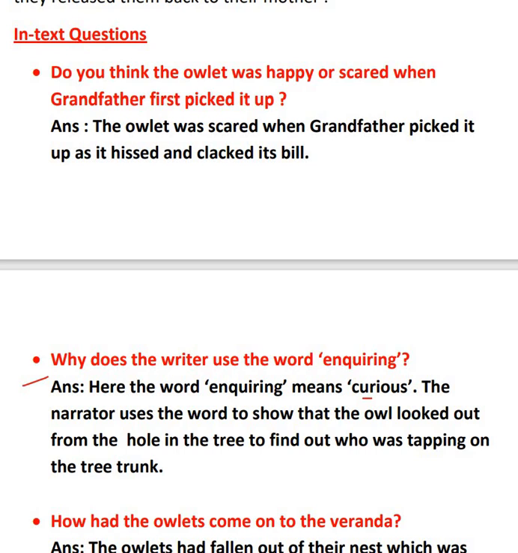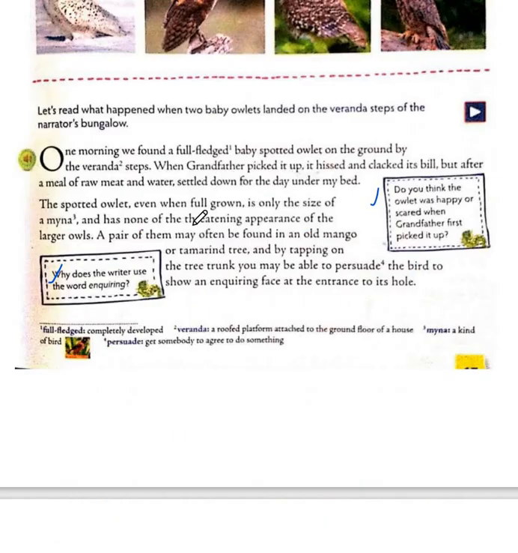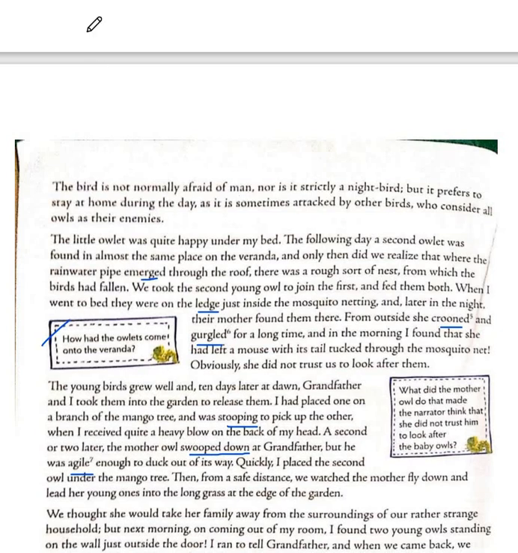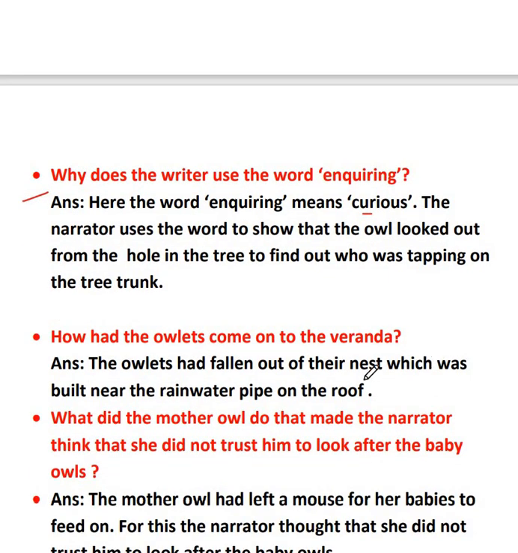Okay. Now the next question is, how had the owlets come onto the veranda, or come onto the narrator's house? The owlets had fallen from out of their nest, which was built near the rainwater pipe on the roof, and it had fallen through that pipe. It has been written in your story, so you can write this answer.